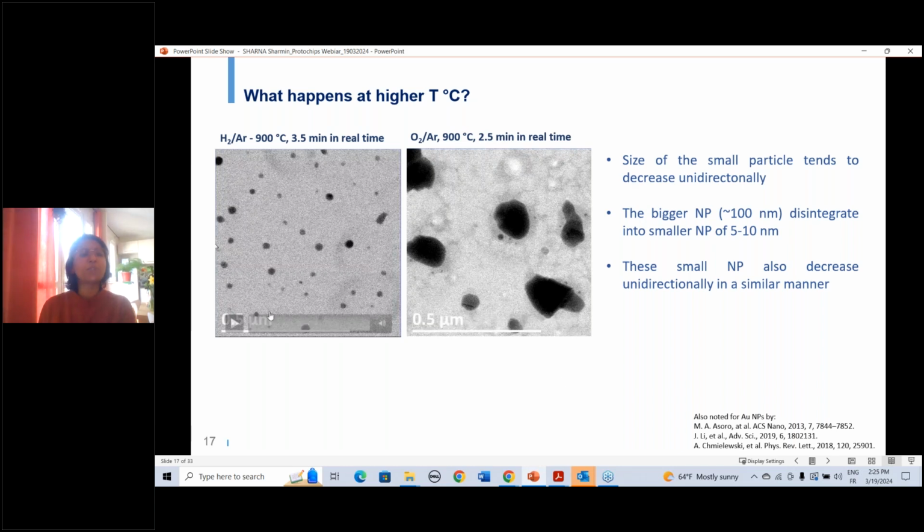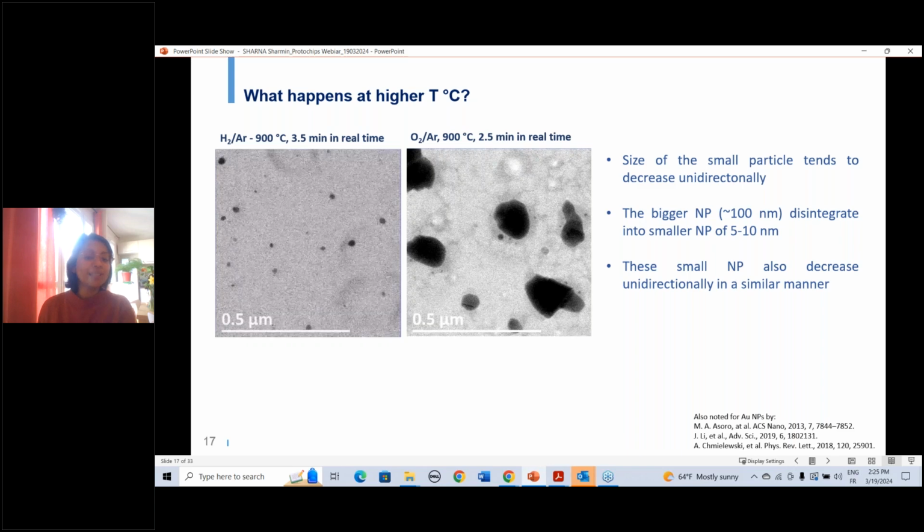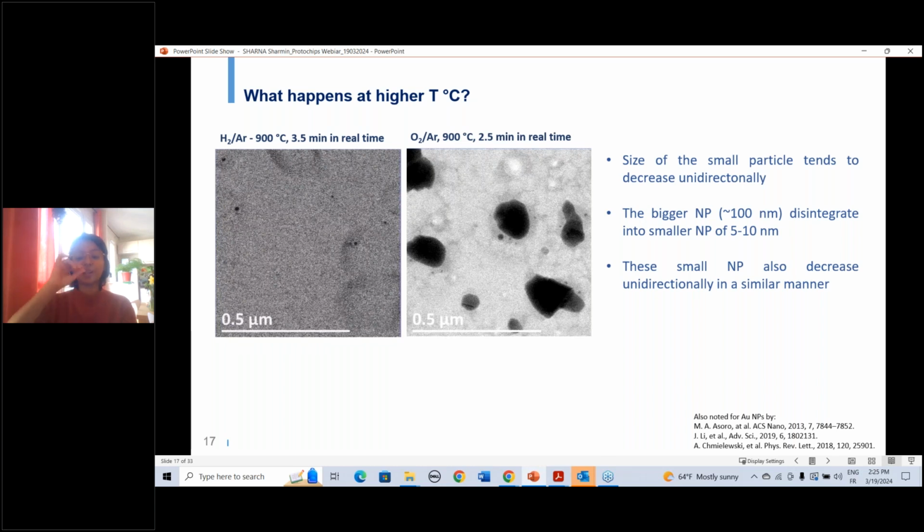So here I am showing you a video of what's happening to copper under hydrogen at 900 degrees Celsius. We see that the material starts to evaporate, and this evaporation is occurring unidirectionally. So we start from one point and then it reduces in one direction.